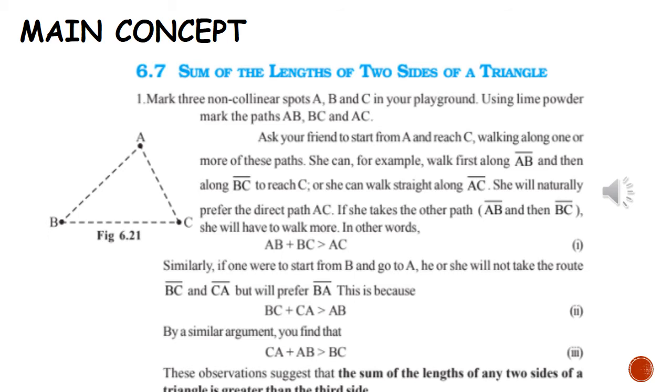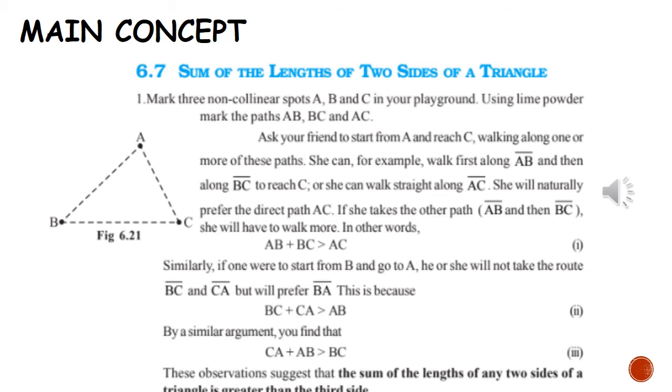This property says that sum of the lengths of any two sides of a triangle must be greater than the third side. We can geometrically prove it also. There is a second part of the same property, that is difference of two sides of the triangle must be lesser than the third side. How we can prove it? We are drawing a triangle by marking three non-collinear spots A, B and C.